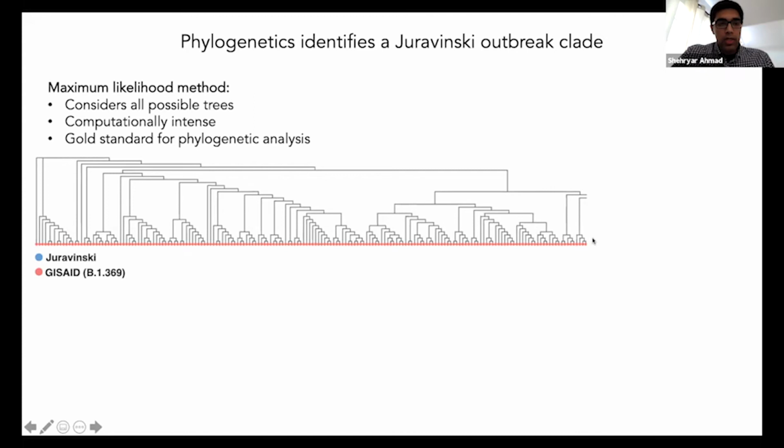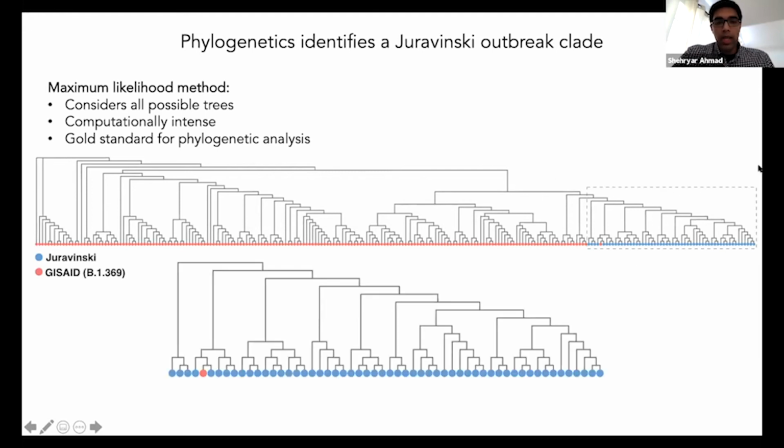And to our surprise, the Juravinski outbreak samples actually form their own cluster at the end here in blue. And we wanted to focus more specifically on these strains and incorporate metadata. So this is just a zoom in of that region of the tree.